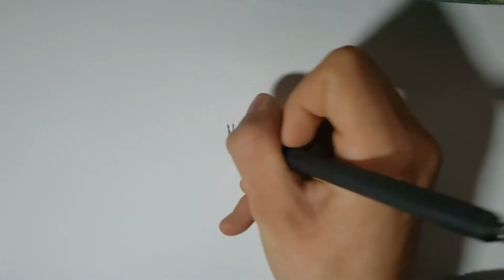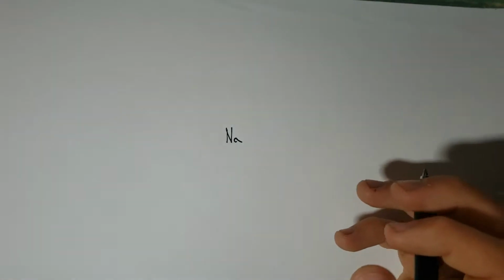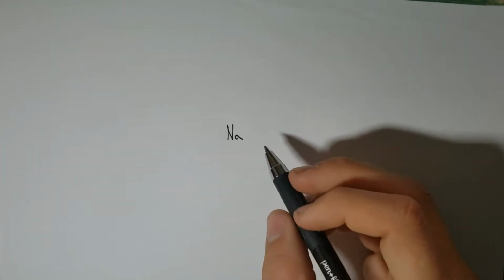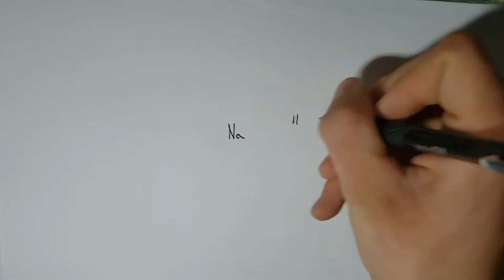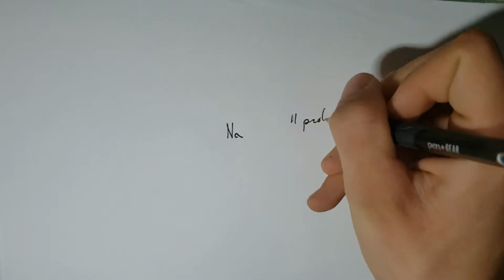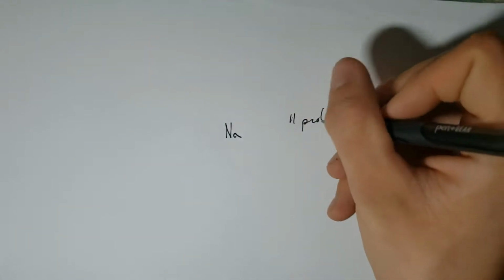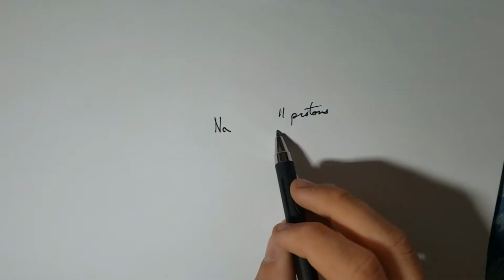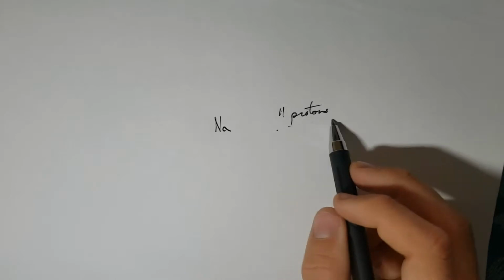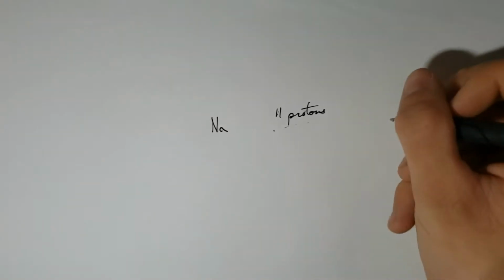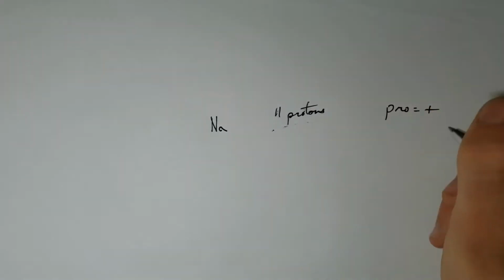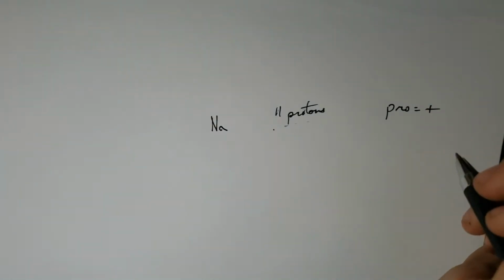So let's start with something simple, sodium. By looking on the periodic table, which is something you'll learn to do in the next video, you'll figure out that sodium has 11 protons. That would be its atomic number, and you'd find that in the periodic table. So if sodium has 11 protons, let's figure out what a proton is. A proton, given by its root word pro, means positive. So it's a positively charged particle.